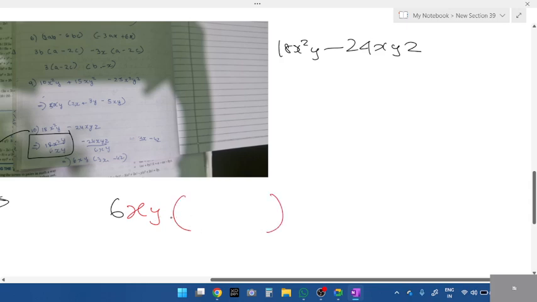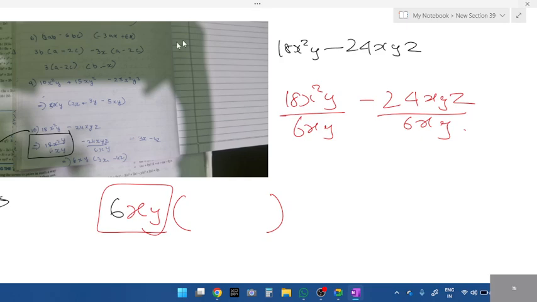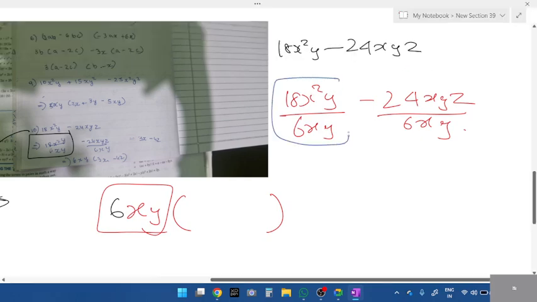Then what ma'am has done is, she's taken this 6xy and she's done it like this. She just divided it like this. Can you see what Amilda has written? So when do we use this step, students? When do we use this step? For division we use it, right? After dividing, you get the answer.